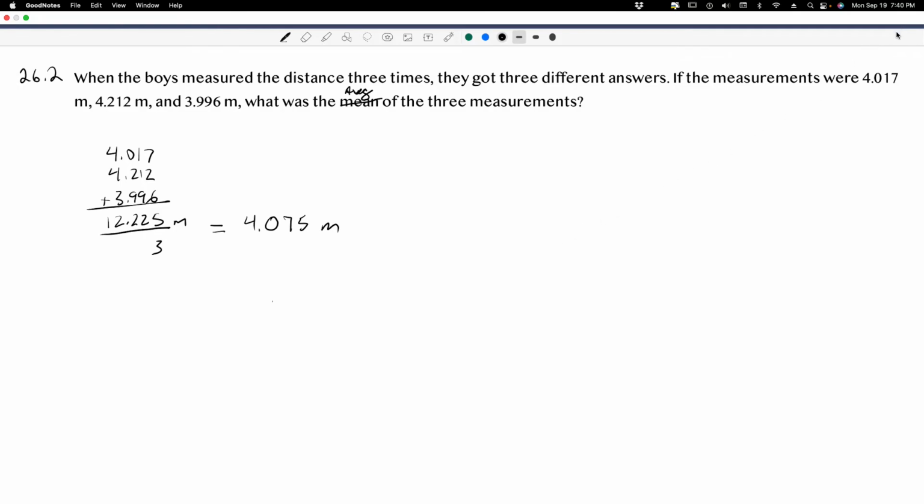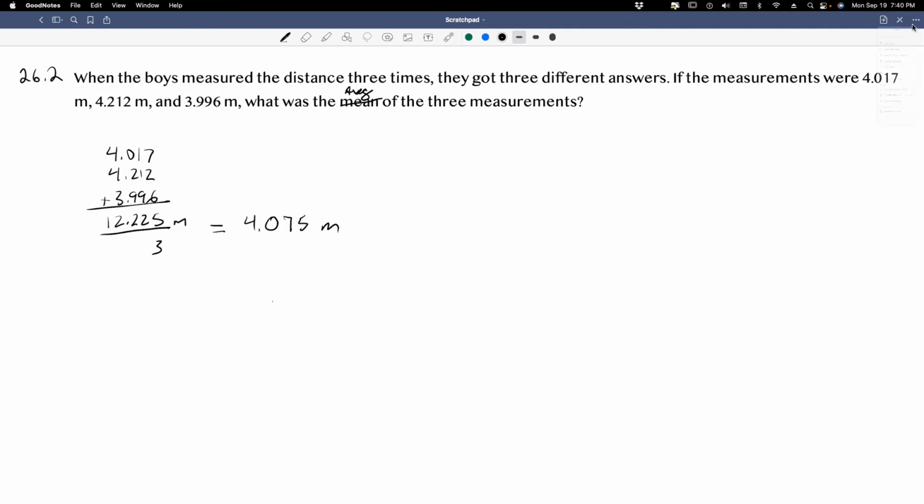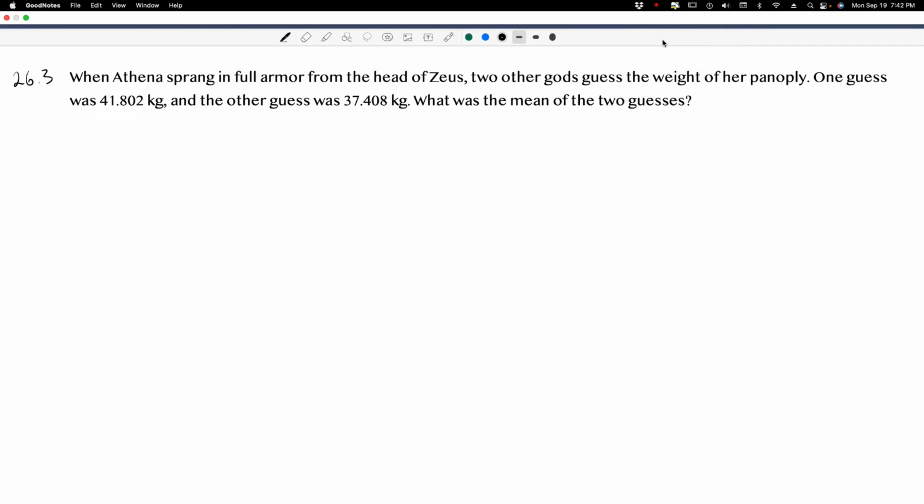When Athena sprang in full armor from the head of Zeus, 2 other gods guessed the weight of her panoply. One guess was 41.802 kilograms, and the other guess was 37.408 kilograms. What was the mean of the 2 guesses? So we're just going to find the average here.